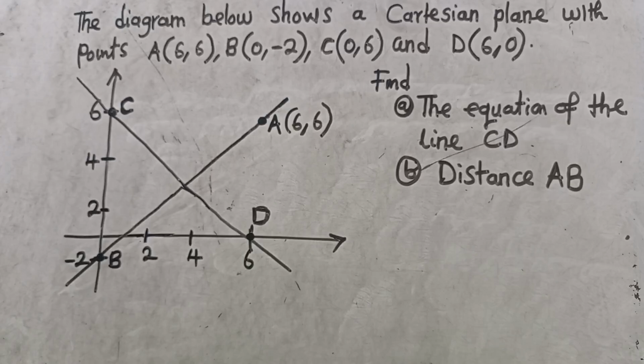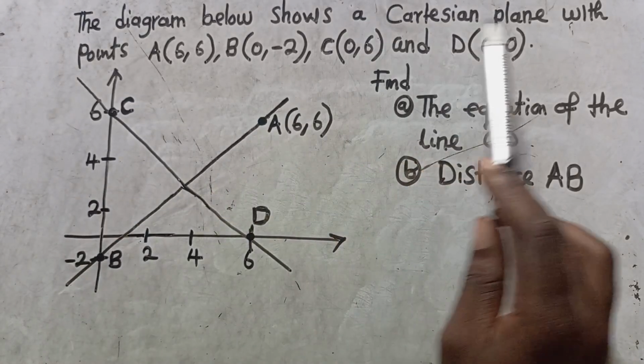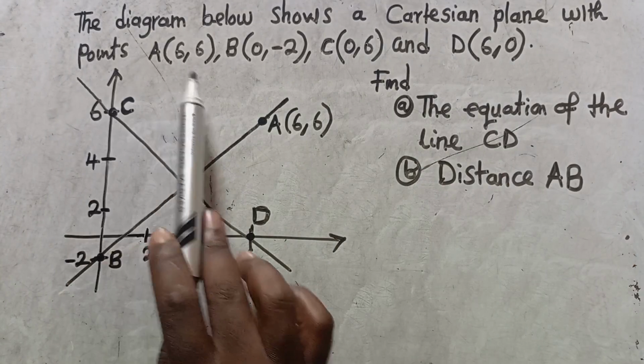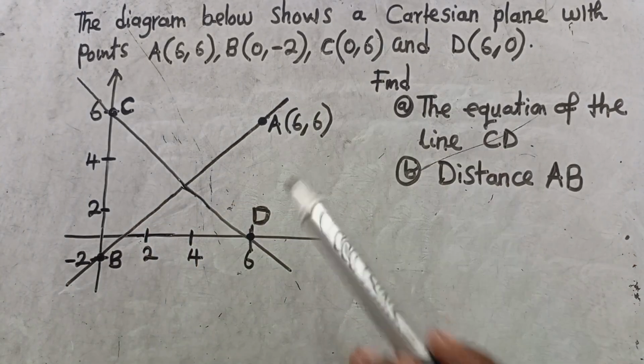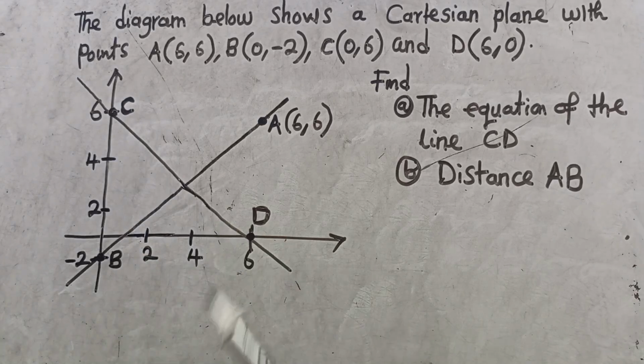This is a wonderful question. We have it under coordinate geometry. We want to see how we can answer this beautiful question. So the question is saying, the diagram below shows a Cartesian plane with points A, B, C, and D. These are the points that are shown.